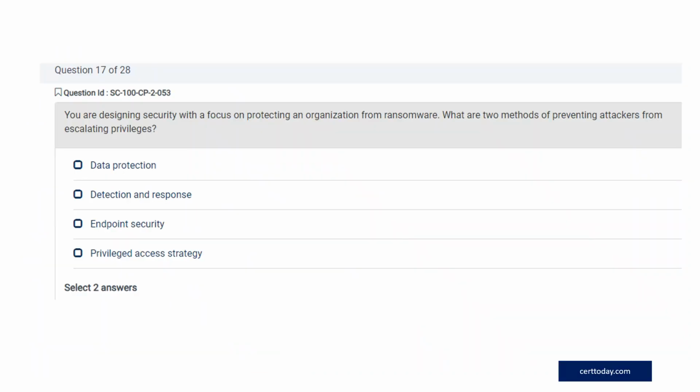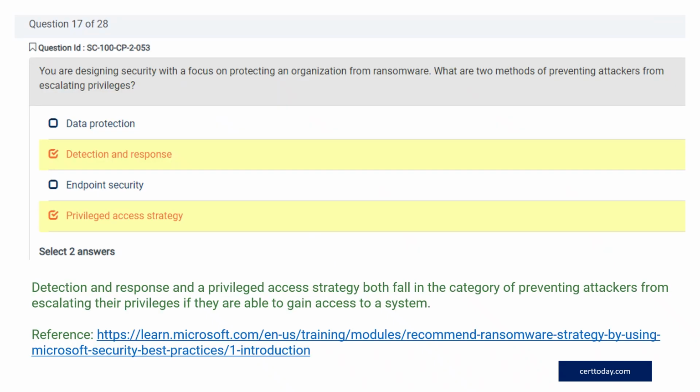Question 17. You are designing security with a focus on protecting an organization from ransomware. What are two methods of preventing attackers from escalating privileges? The answers are detection and response and a privileged access strategy. Both fall in the category of preventing attackers from escalating their privileges if they are able to gain access to a system.